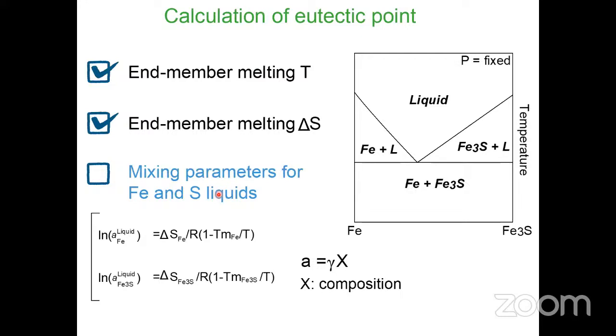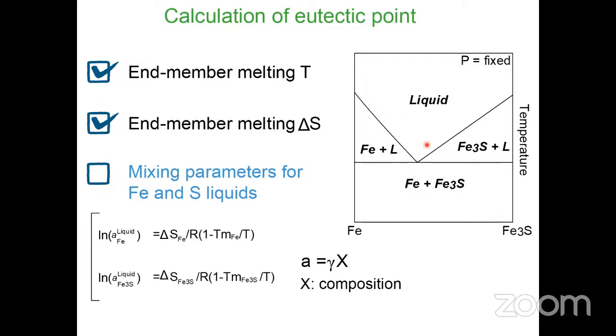Now we are in a position to calculate the eutectic relationship. To calculate this kind of diagram, we need the end member melting point and the end member melting entropy. This is the entropy jump at the melting. We already constrained these two, so we know everything about the iron side and we know everything about the Fe3S side. The only thing we need is a mixing parameter to calculate these liquidus curves and also this eutectic point.